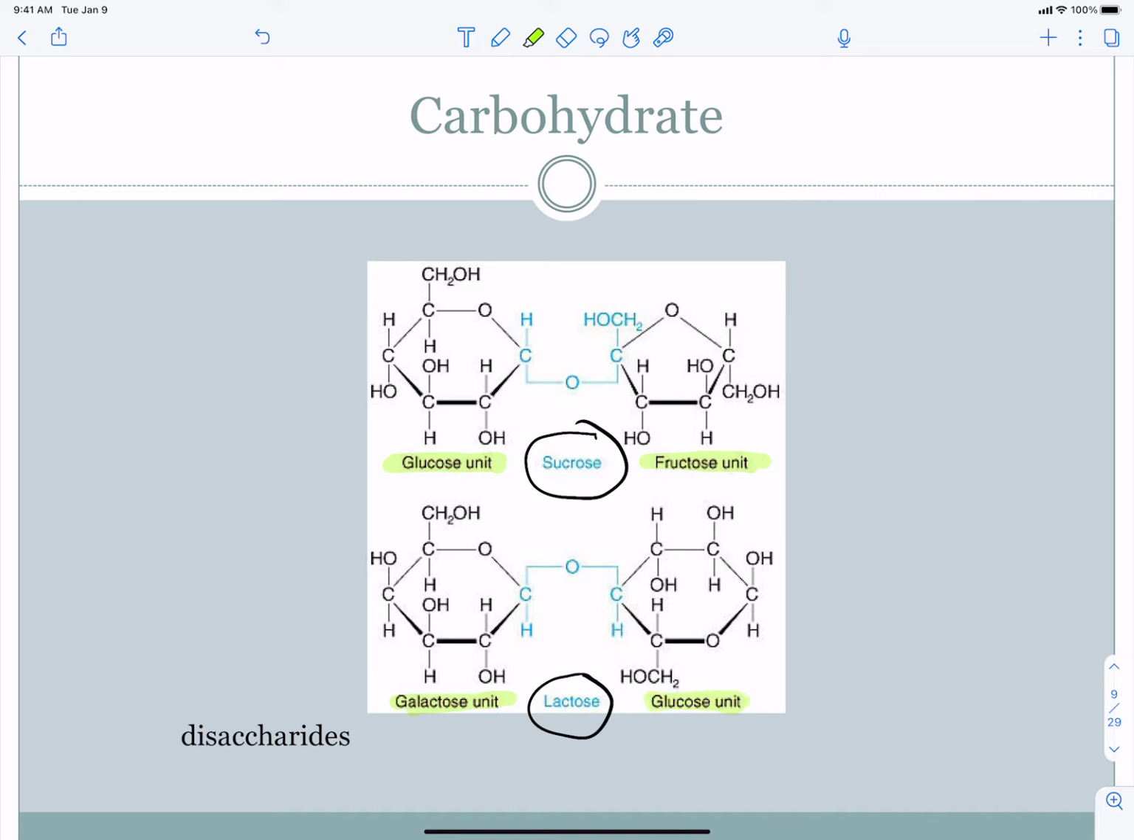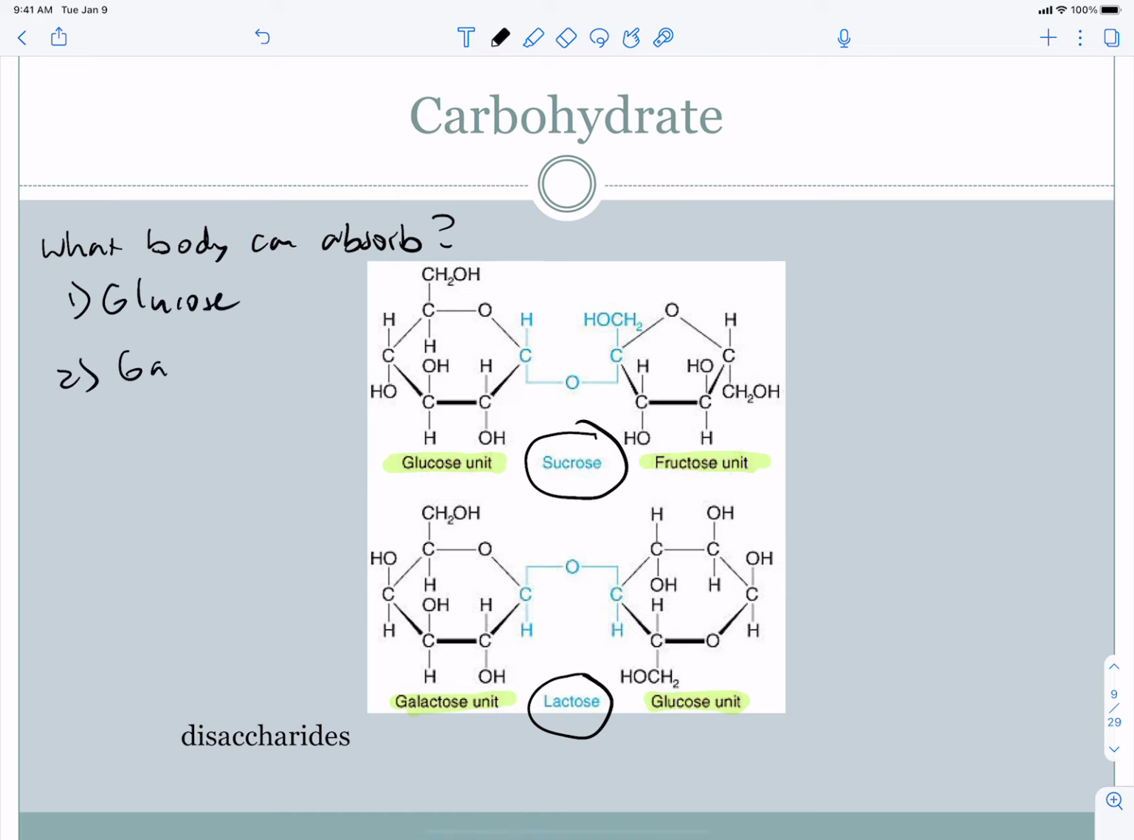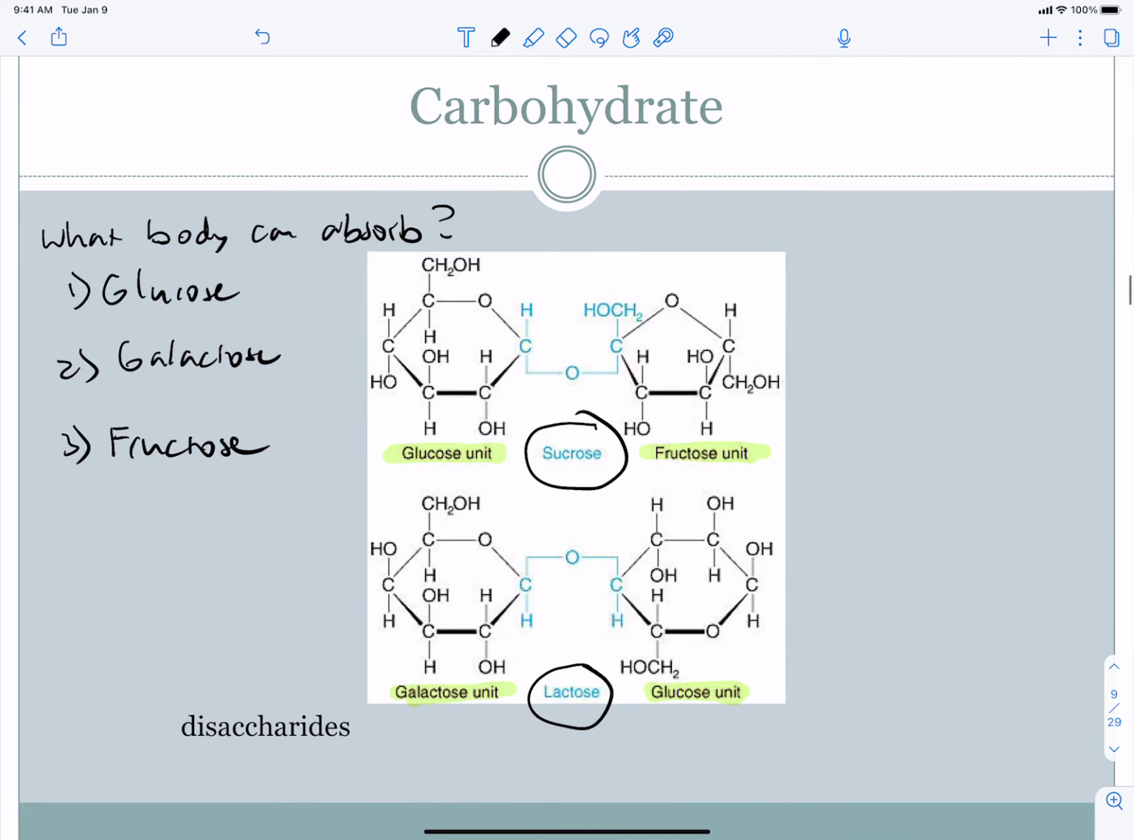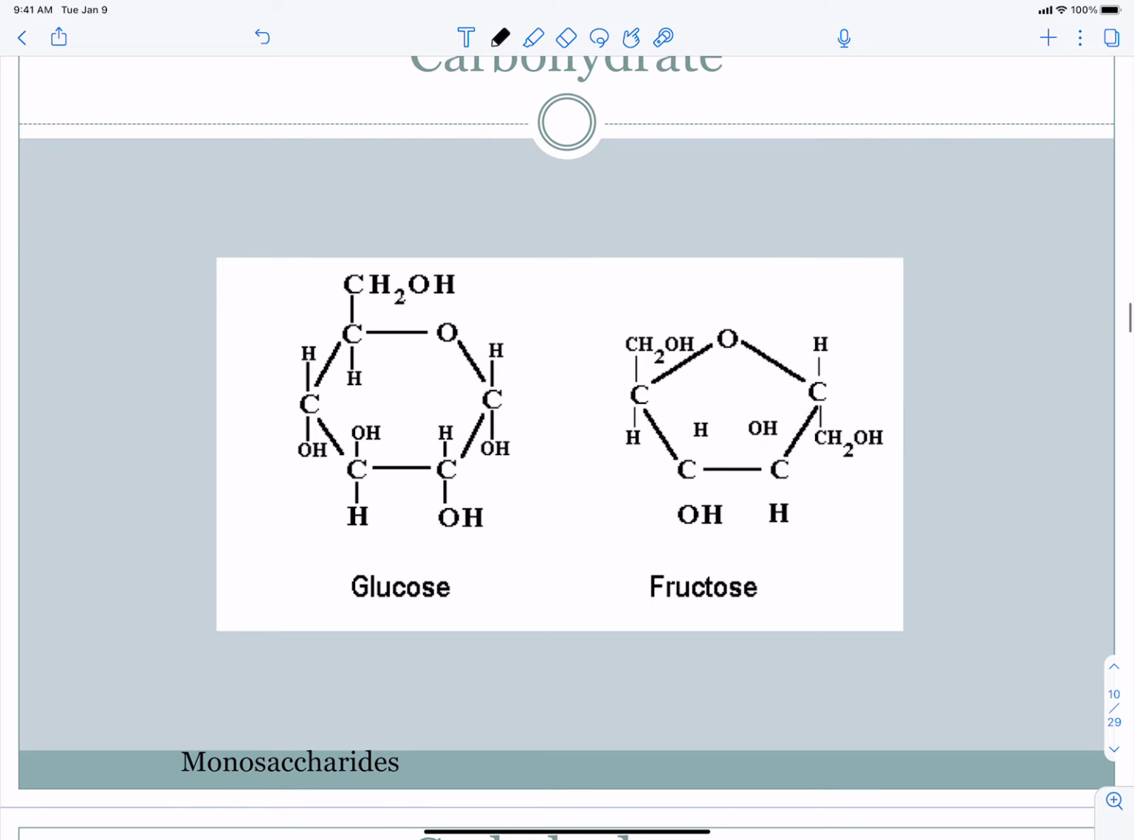So again, all of these can be absorbed. So what can your body absorb? With respect to carbohydrates, it can absorb 1, glucose, 2, galactose, and 3, fructose. Your body cannot absorb sucrose. Your body cannot absorb lactose. So there has to be a mechanism for your body to break things down. And there is, and we will discuss those mechanisms. And here's your monosaccharides. And again, here we have glucose and we have fructose. And these monosaccharides your body can absorb.